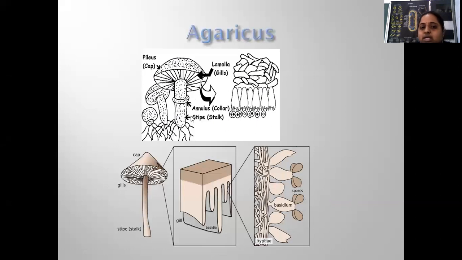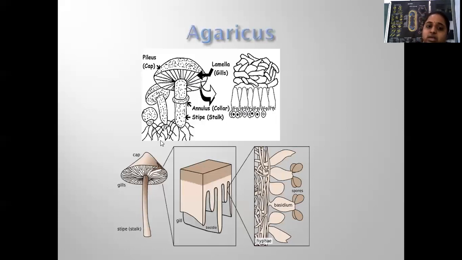Fruiting body is called a basidiocarp, which consists of two main parts, the stalk and the cap. The cap consists of gills. The gills consist of a structure called basidia or basidium. Basidium will give rise to basidiospores. These spores on dispersal will develop into a new individual or a new organism.